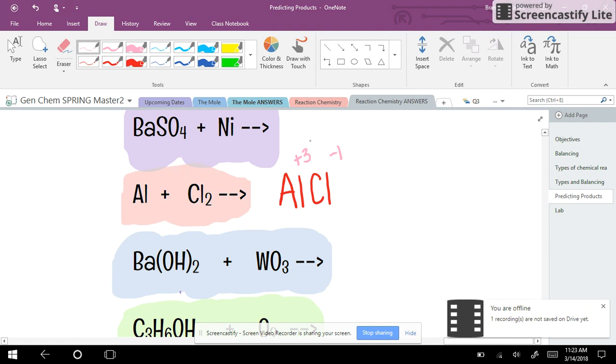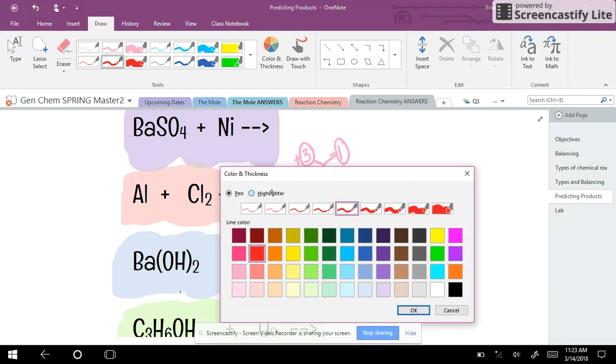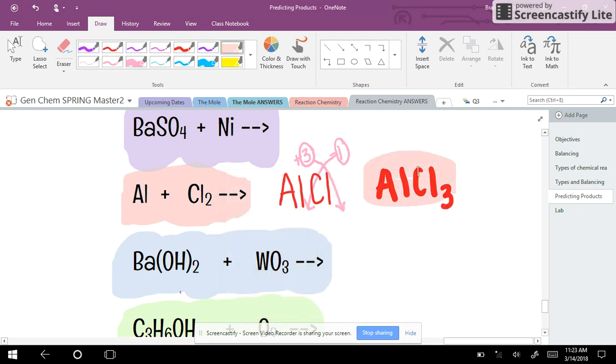And crisscross is just a trick. It's a cheat. It has nothing to do with the +3. I mean, it does, but that's not part of the crisscrossing. That's just a trick. So this 3 charge becomes the subscript, the quantity of chlorine atoms. And this -1 charge becomes the subscript, the quantity of aluminum atoms. So aluminum plus chlorine yields aluminum chloride, which is AlCl3. And there we have our final product.